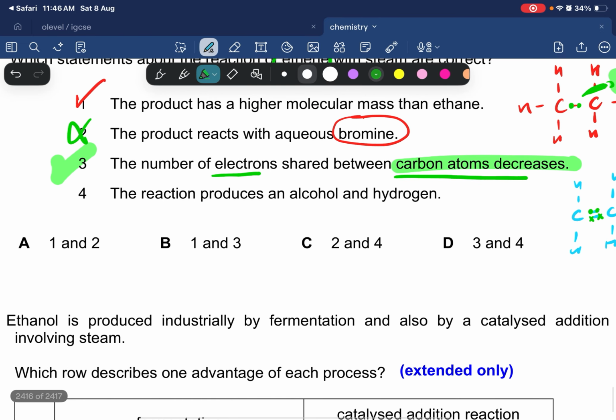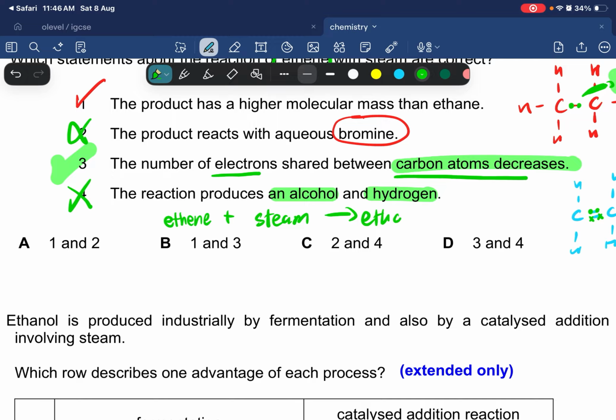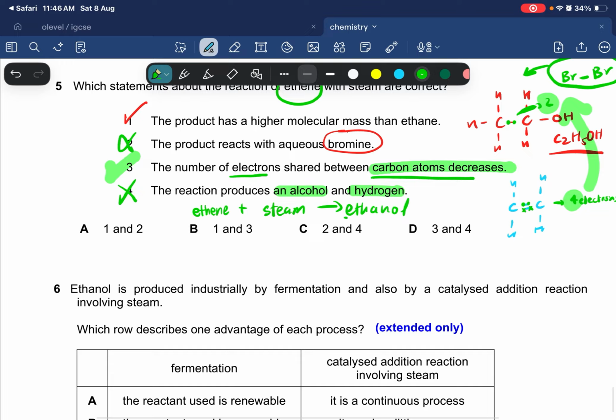The reaction produces an alcohol and hydrogen? Well, alcohol is produced, that's ethanol, but no hydrogen is produced. There's only one product. You should just learn this: whenever you have ethene and you add steam to it, you make ethanol, and that's the only product formed. The conditions are also very clear: 300 degrees Celsius temperature, 360 atmospheric pressure, phosphoric acid catalyst or simple acid catalyst, and the only product is ethanol.